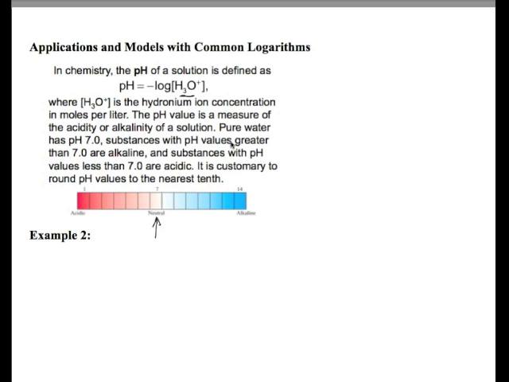The pH value is a measure of the acidity and the alkalinity of a solution. Pure water has a pH of 7, so that's our measuring point where it's neutral. Substances with pH values greater than 7 are what we call alkaline, going towards the blue. A pH less than 7 is acidic, going towards the red. We use litmus paper to measure this. The paper goes blue if it's alkaline and red if it's acid, and it stays natural if it's the same as water. It's customary to round pH values to the nearest tenth.